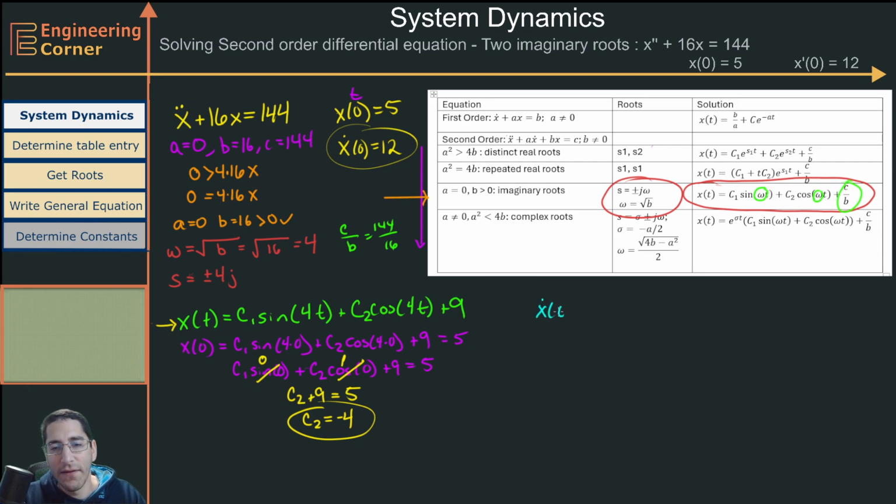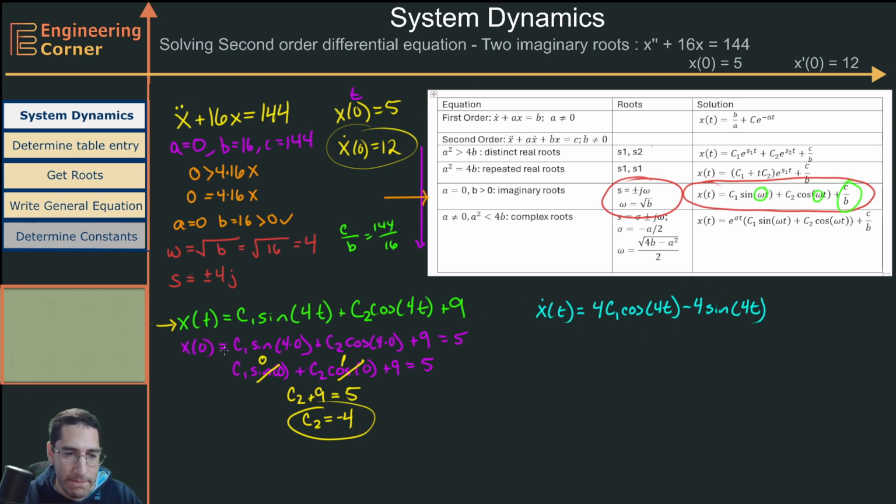So x dot of t, we differentiate this. It's going to be equal to 4c1, the derivative of sine is a cosine, so cosine of 4t. The derivative of a cosine is a minus sine, so a minus 4 times the sine of 4t. And this term, the 9, is a constant, so it's 0. And this is the general form of that derivative.